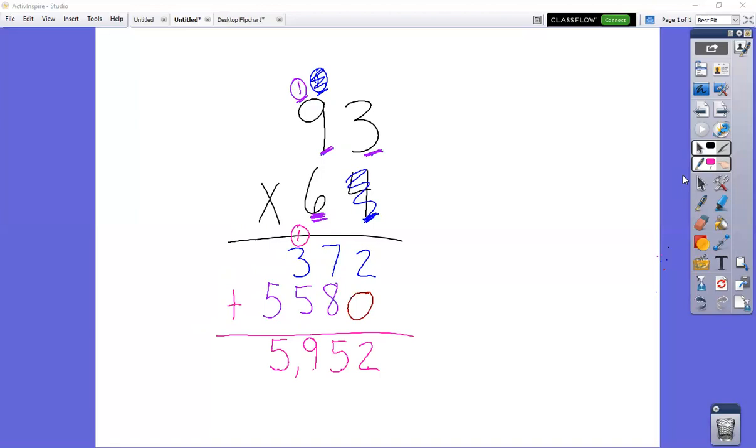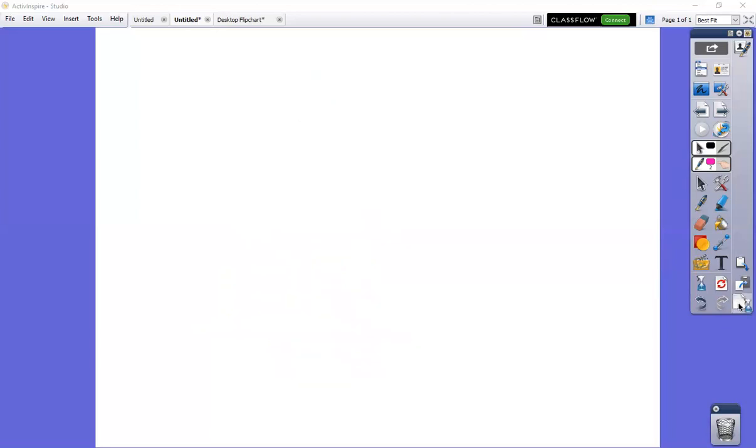All right, we are going to do one more problem. We're going to do 46 times 37. If you want to try to solve this one on your own, 46 times 37, go ahead and pause the video, and then you can play the video and you can check your answer with my answer. Okay, so go ahead and pause this and see if you can do it on your own.